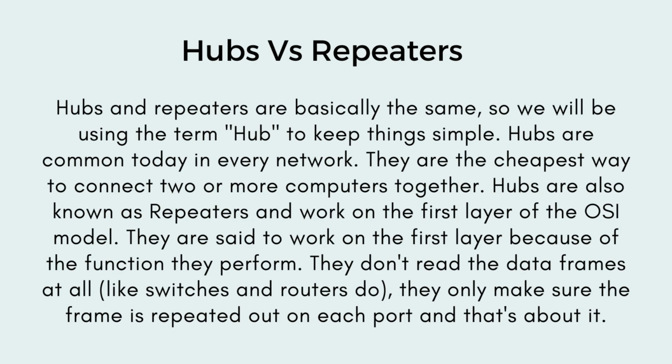Hubs are also known as repeaters and work on the first layer of the OSI model. They are said to work on the first layer because of the function they perform. They don't read the data frames at all, like switches and routers do. They only make sure the frame is repeated out on each port, and that's about it.